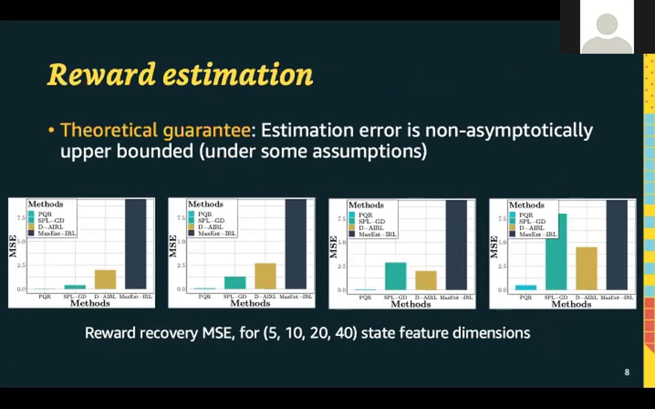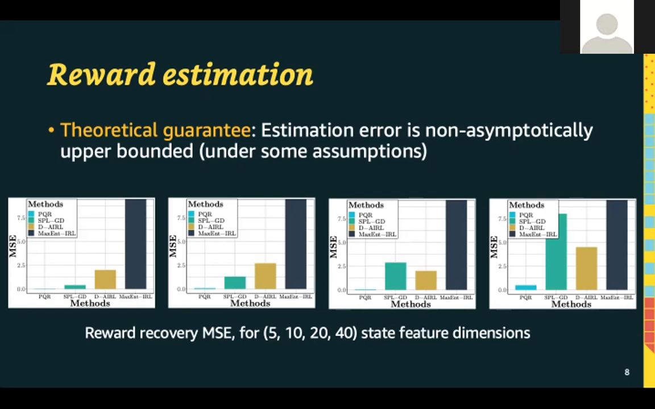So how well does it do? In the paper, I'm glossing over this very quickly, but we provide theoretical guarantees. It basically says that there's a non-asymptotic upper bound on the estimation error for PQR, which is usually a desirable property. Second, in practice, the results show that it performs very well compared to other inverse reinforcement learning methods. In the graphs here, lower is better because this is the mean square error.